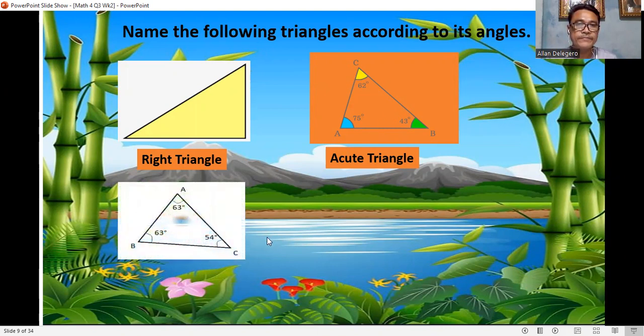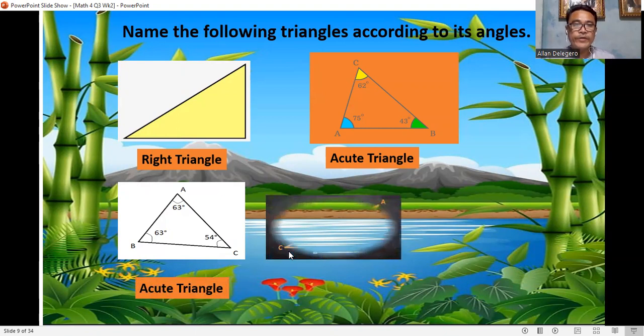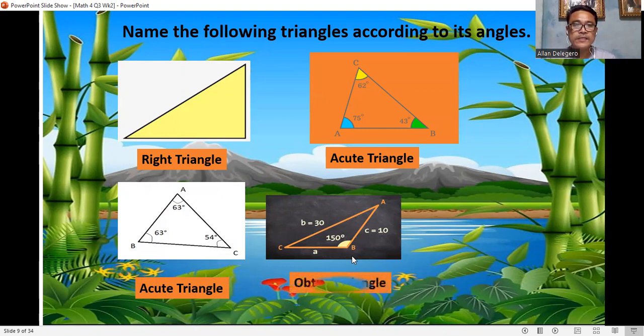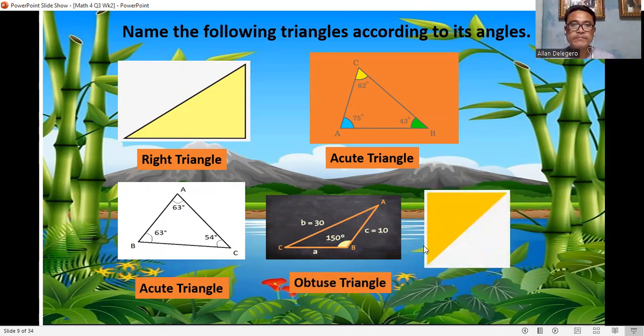Number 3. The 3 angles are less than 90 degrees, and this is an acute triangle. Number 4. It has 150 degrees, and this is an obtuse triangle. And number 5, it is a right triangle.